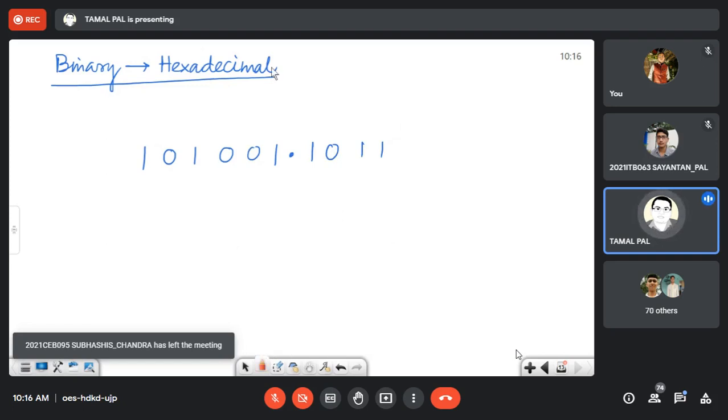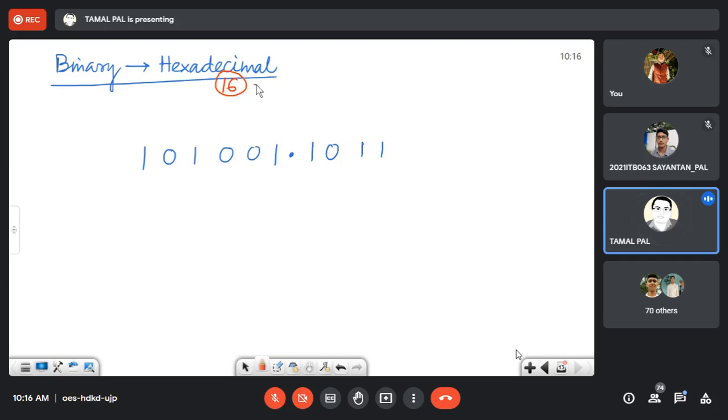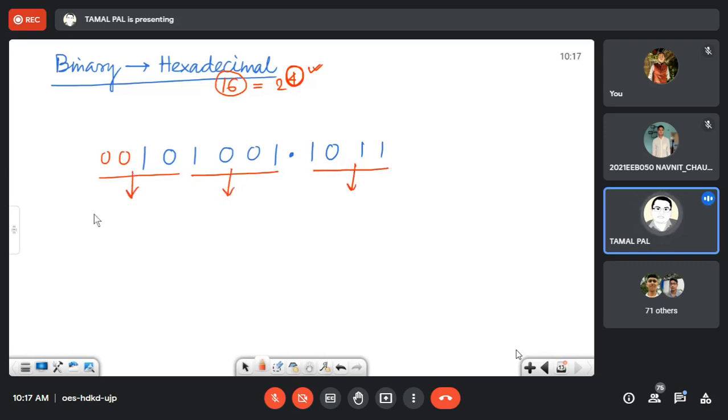Now hexadecimal means base 16. Base 16 means 2 to the power 4. So I am highlighting this number. We'll make a group of 4 here instead of a group of 2 or 3. Okay. What is the decimal value of it? Tell me, what is the decimal value of this?